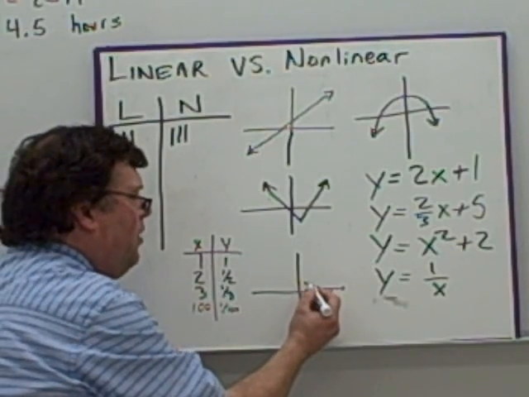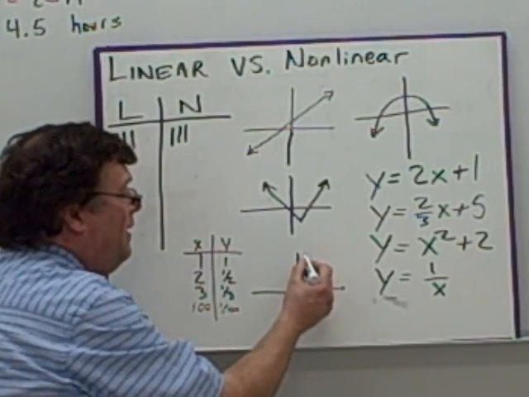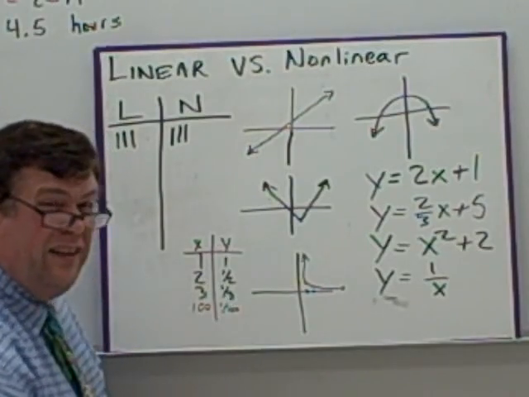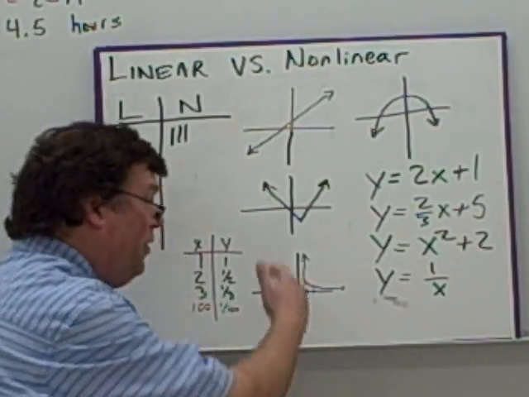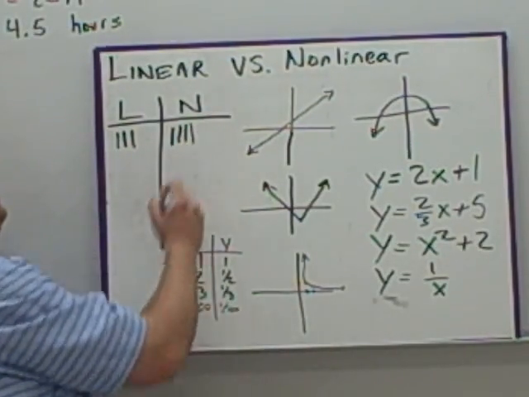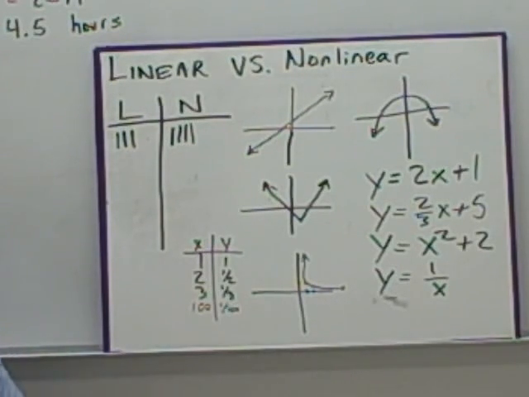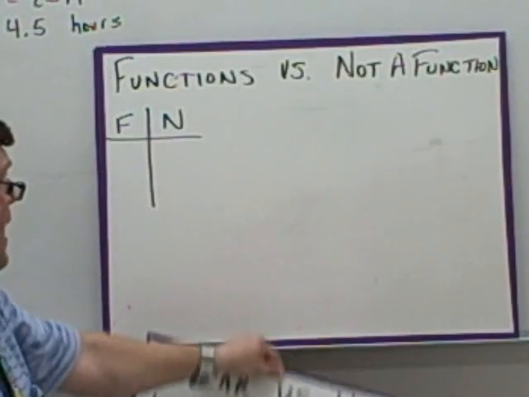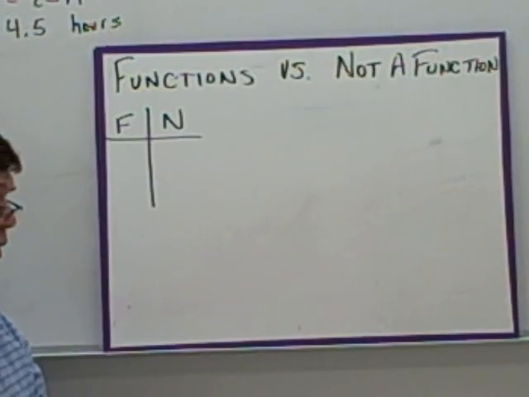So this graph is going to go, and as it turns out, it's going to go up like this too. Is that linear? No, it's got a curve to it. So we have non-linear is the winner at 4-2-3. All right, moving on to our next match. Our next match, we have function versus not a function.